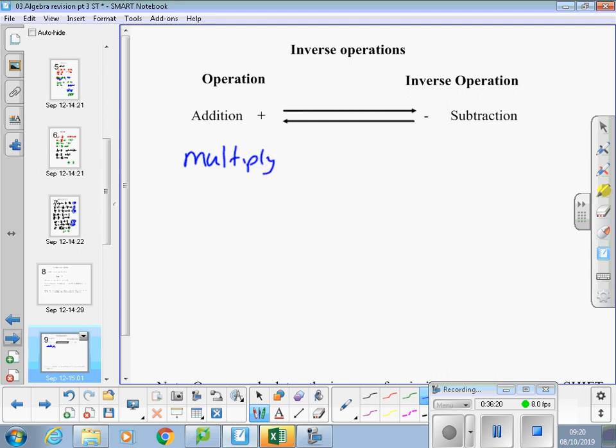Multiply and divide are opposite terms. We multiply 2 by 10, we get 20. We divide 20 by 10, we get 2.